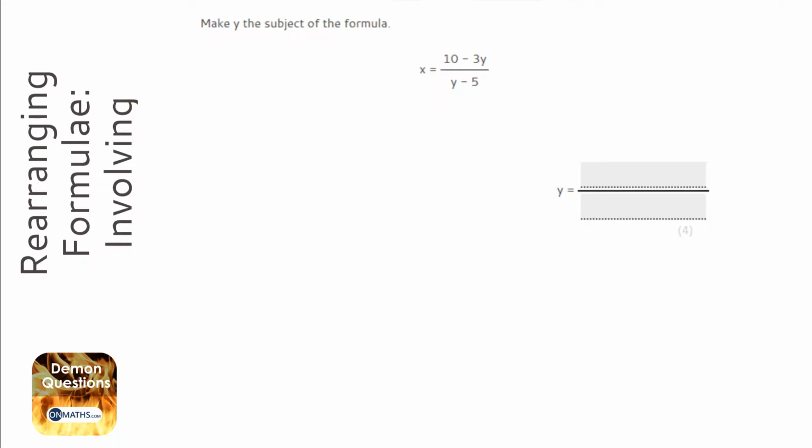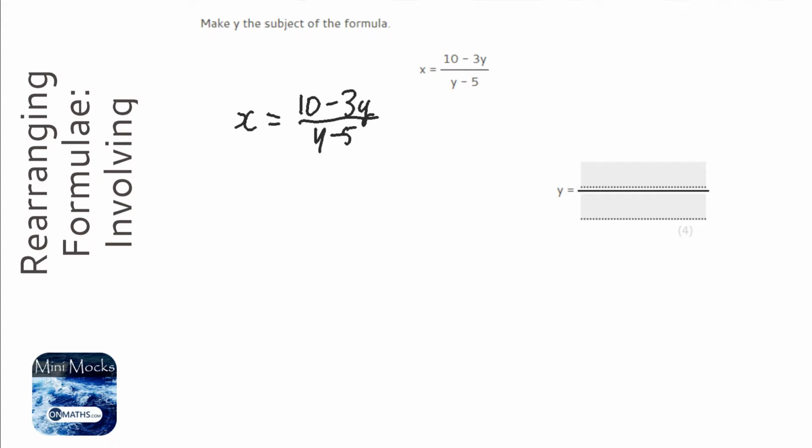So there are two rules when you're changing the subject of a formula or rearranging equations, and that's get rid of any fractions and get rid of any brackets, so expand the brackets. We don't have any brackets here yet, although I feel that they will come soon. So I'm going to write out the question. So this is 10 minus 3y over y minus 5. And I'm going to put the lines in so I can show my working out clearly.